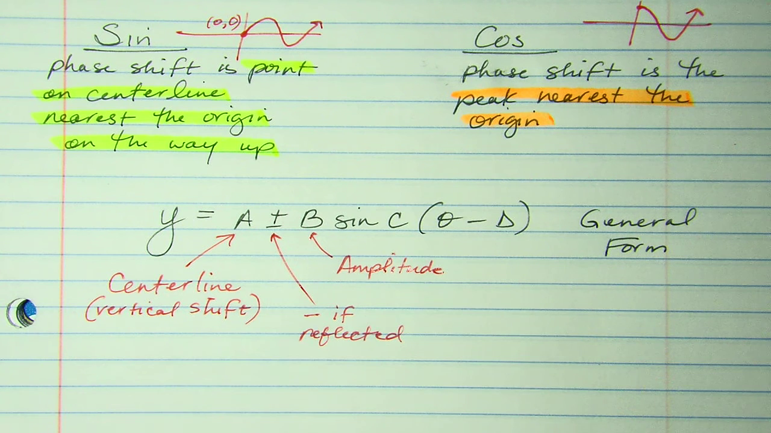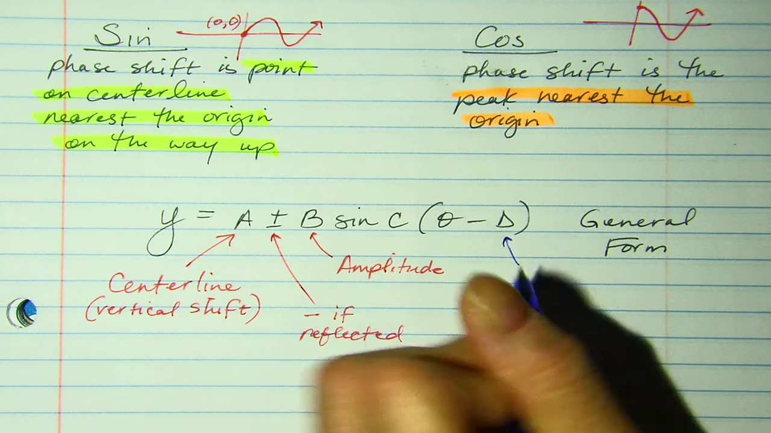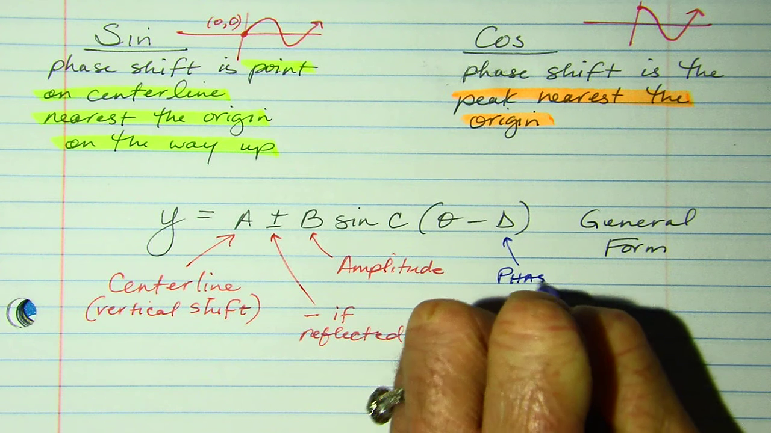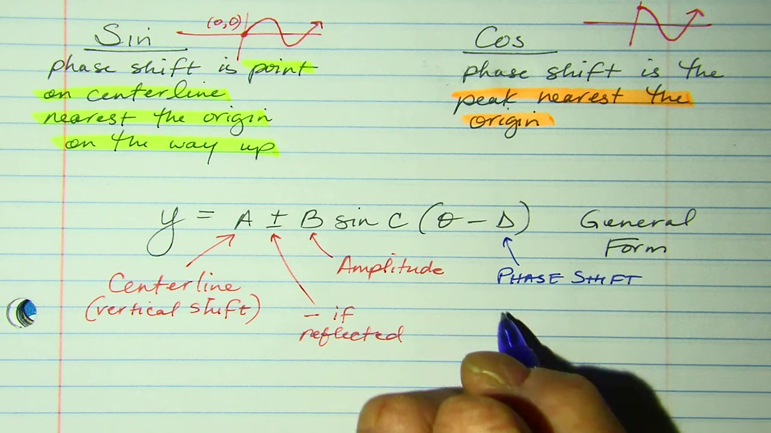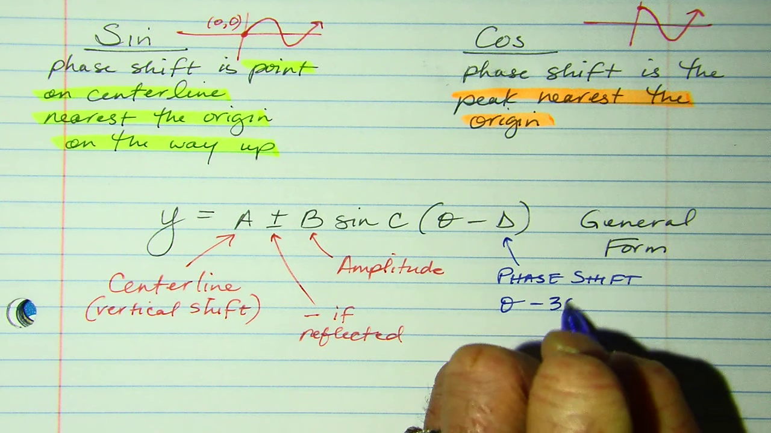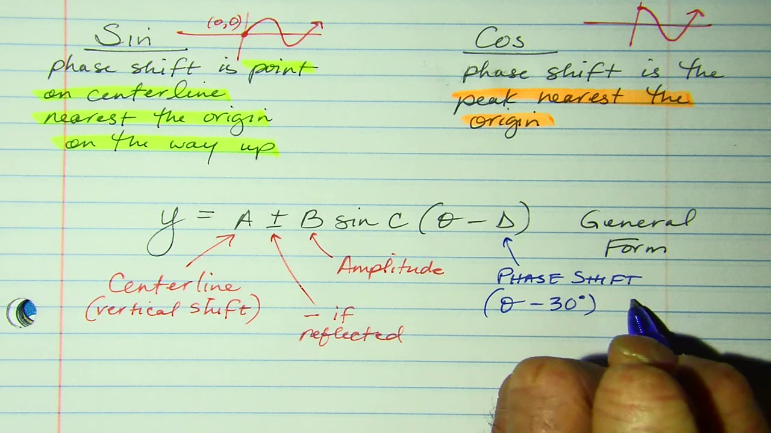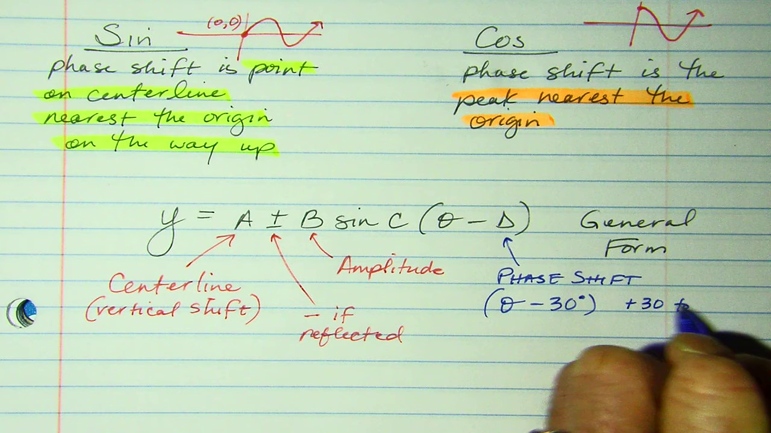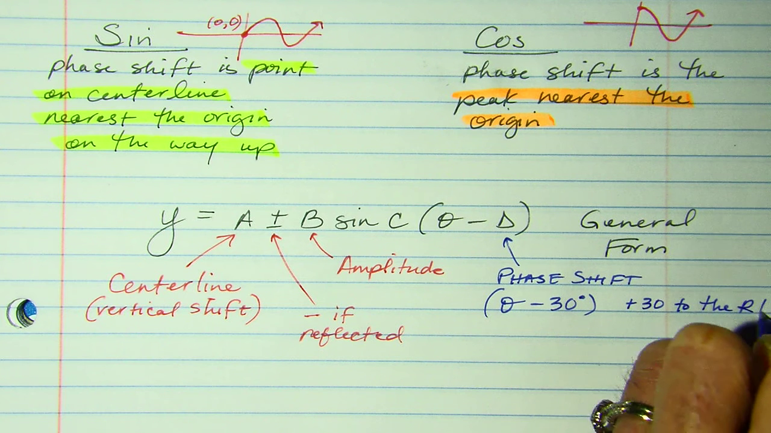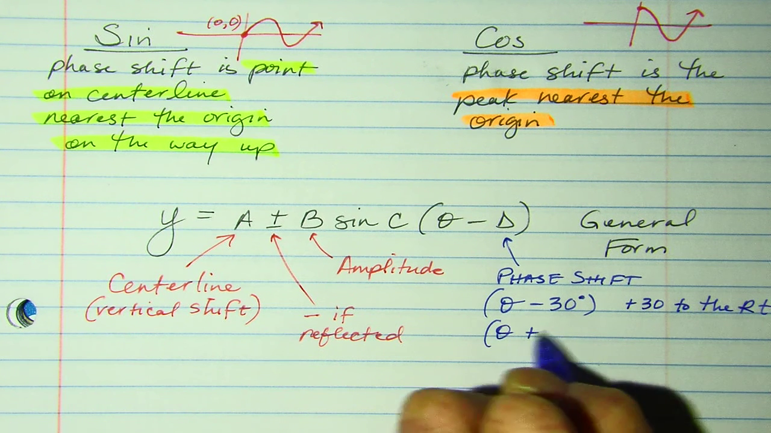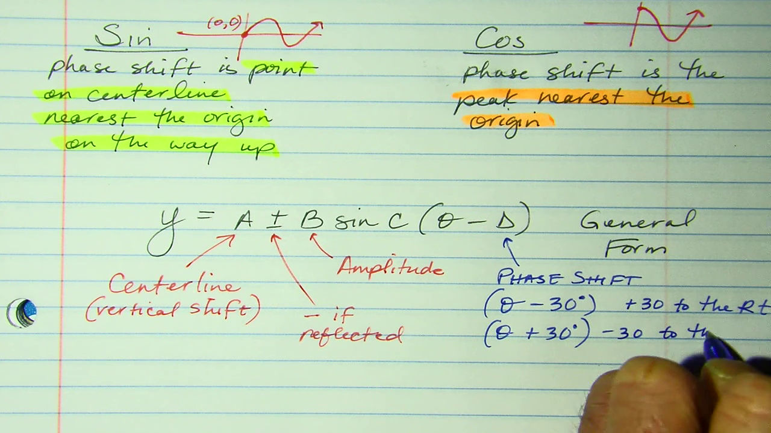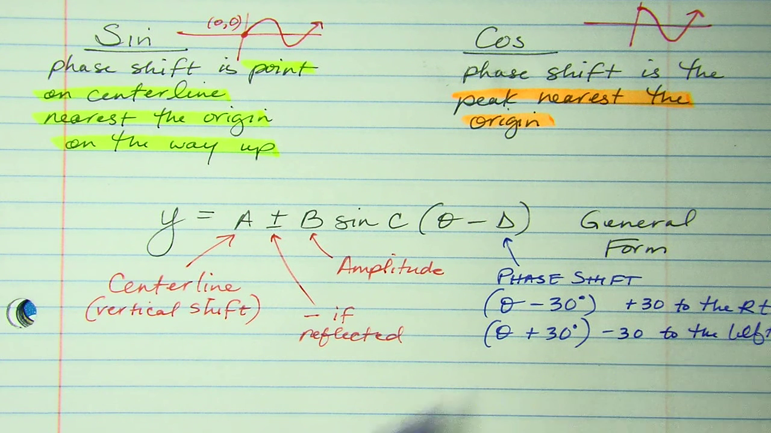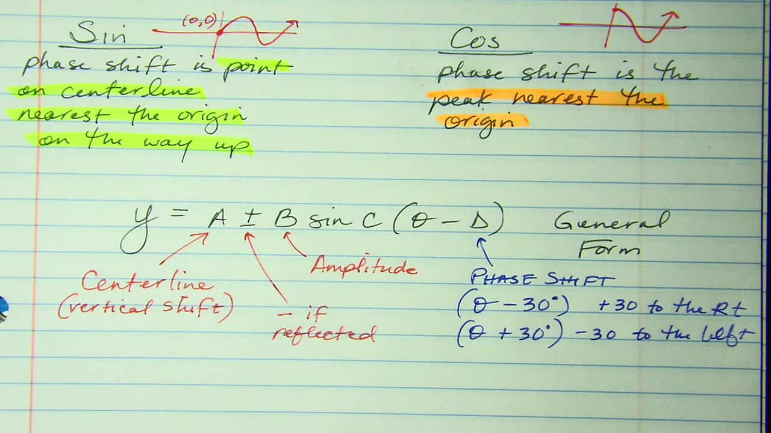So today there are two new pieces. We're going to go over this, which is our phase shift. Now remember, it should be opposite. So theta minus 30 degrees is really positive 30 degrees to the right. And if it said theta plus 30 degrees, that's really a negative 30 degrees to the left. So remember, it is opposite.